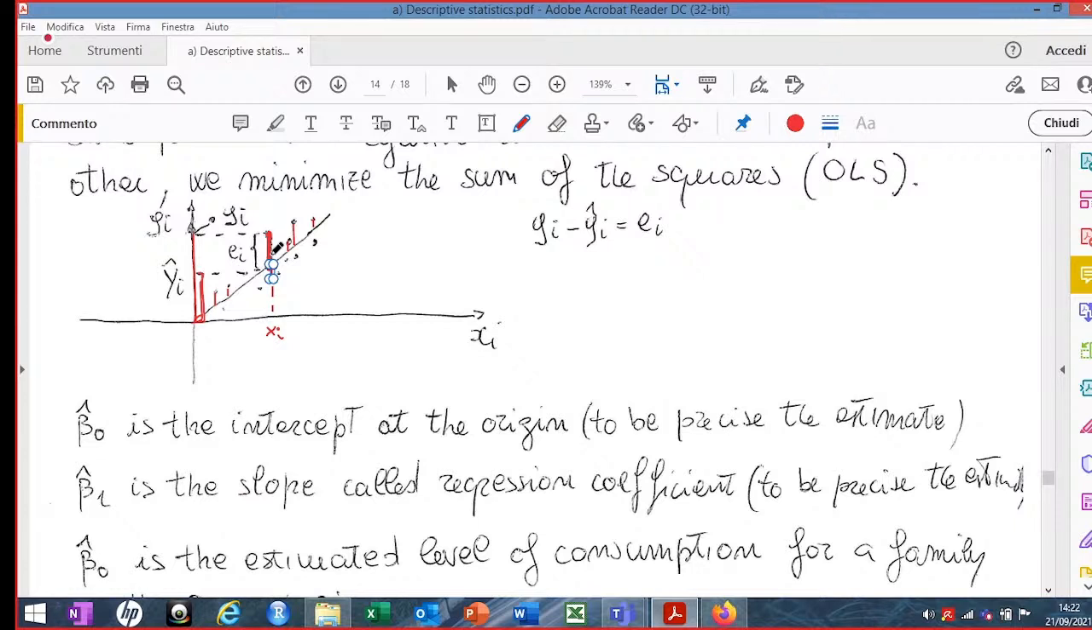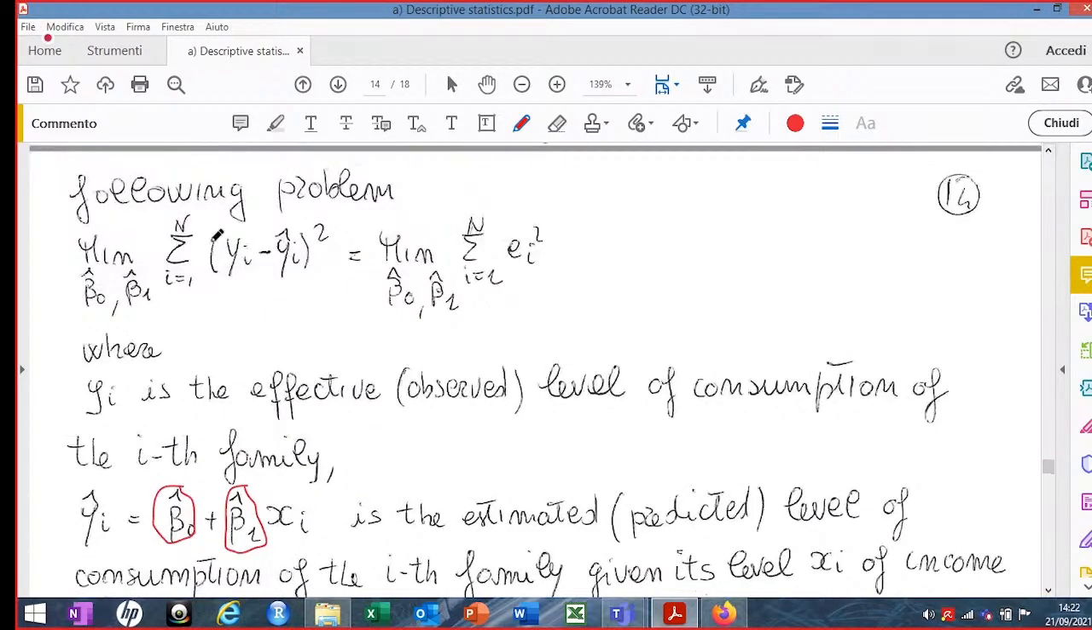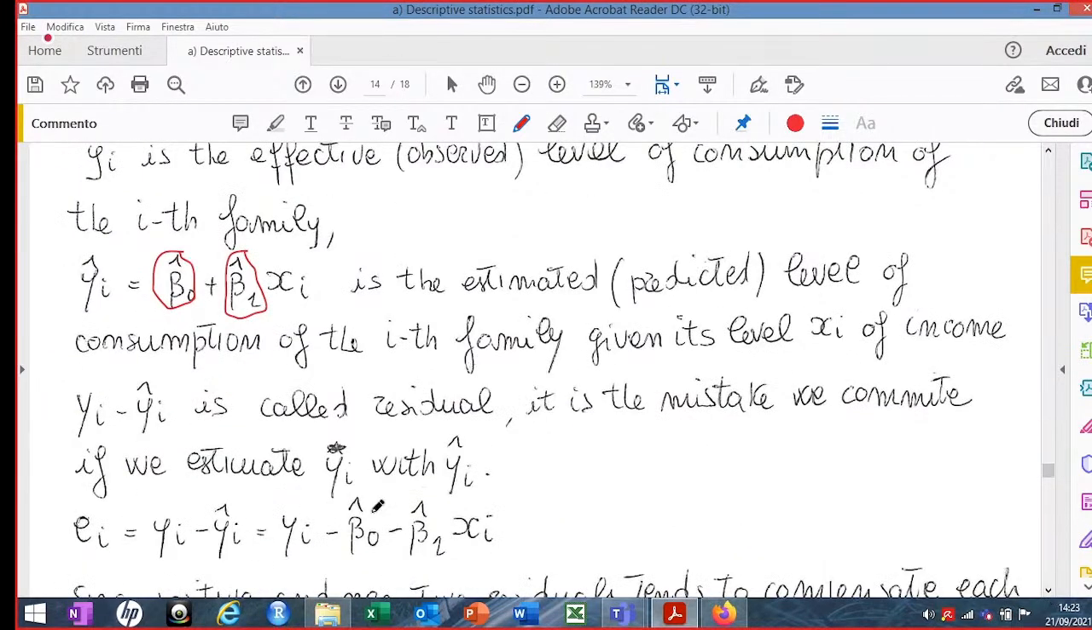But wait a moment, guys. This is a function, okay? I stop here because we'll explain it also better in one of the last lectures. But here, what you have to do, guys, is insert the expression of ŷi. Which is the expression of ŷi? Here, guys, I explained everything. This is.